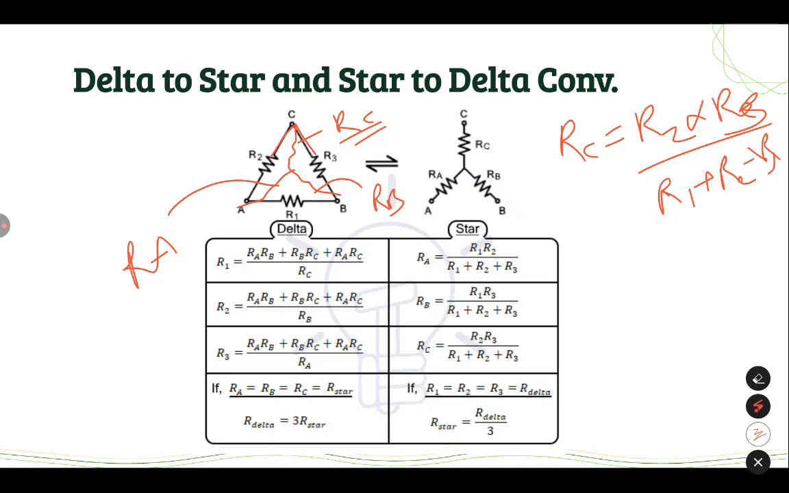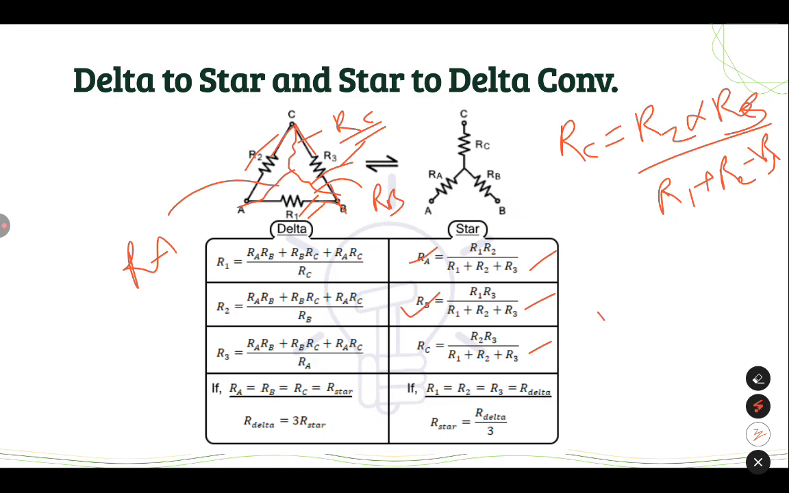So for RC we have to multiply the adjacent ones. For RA we have to multiply the adjacent R2 and R1. So we can check: RA equals R2 into R1 over the sum. Yes, right. The denominator will be the same for all, the addition of the individual resistors. Suppose we have to check RB. RB means this resistor, and we multiply R3 and R1 because these two resistors are adjacent.